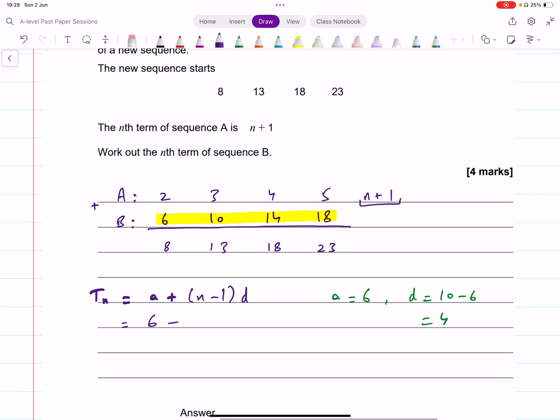A is 6, n minus 1 times the difference, which is 4, and that will give you 6 plus 4n minus 4, and the final result turns out to be 4n plus 2. That's the nth term of the sequence B. All right, let's move on.